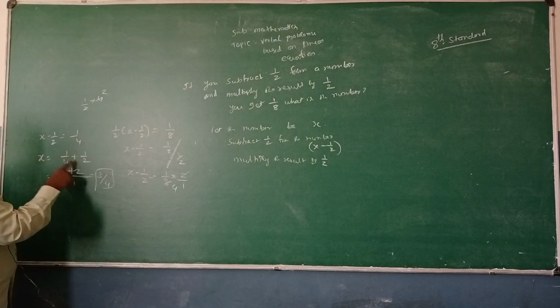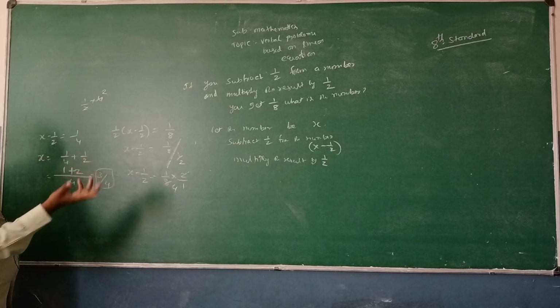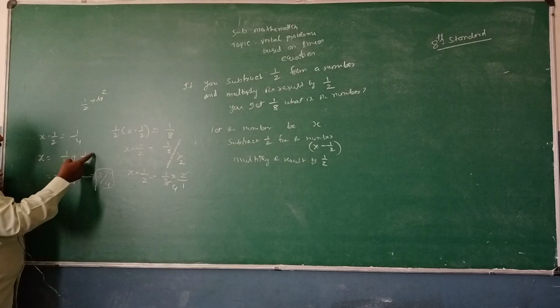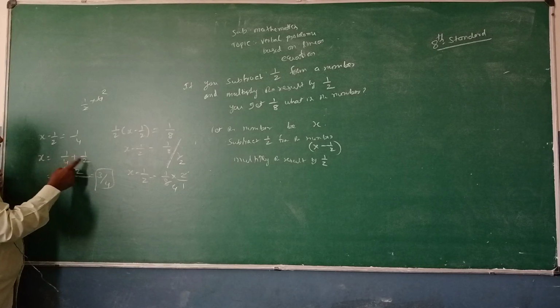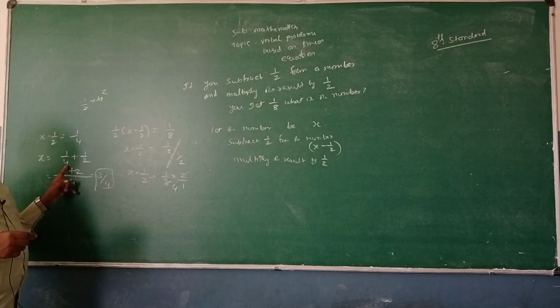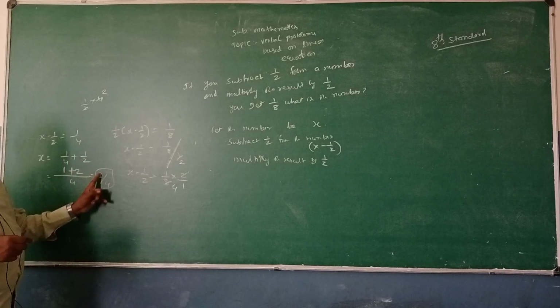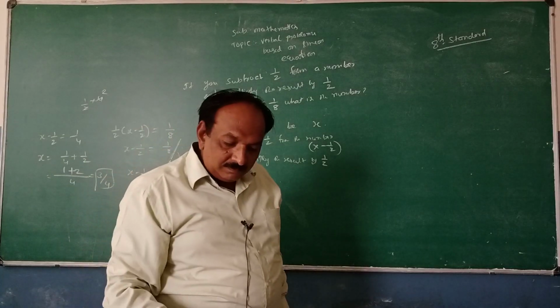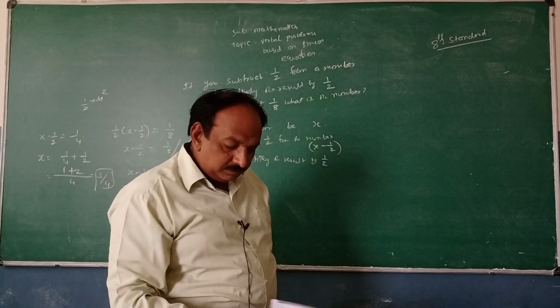X is equal to 1 by 4 minus 1 by 2, which comes to this side. Simply, this is half and this is 1 by 4. Half plus quarter, you get 3 by 4. In Kannada we say Kalu Bhaga plus Ardha Bhaga is equal to Mukkalu generally. Next problem.